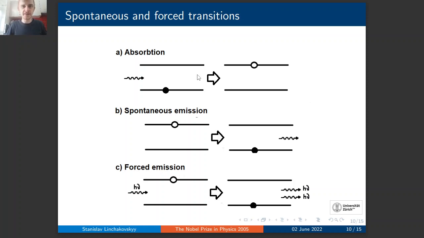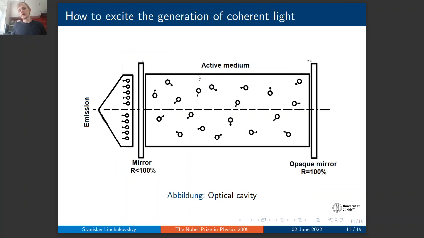Thus, to excite the generation of coherent light, the population inversion is necessary for the pair of levels, the transition between which corresponds to the generation frequency. And the third problem that needs to be solved in order to create a laser is the problem of feedback.